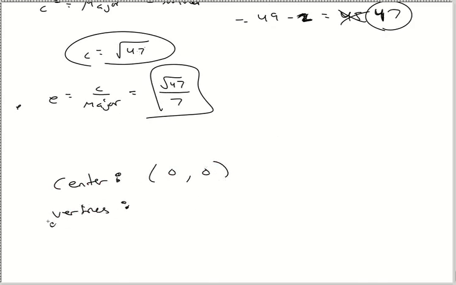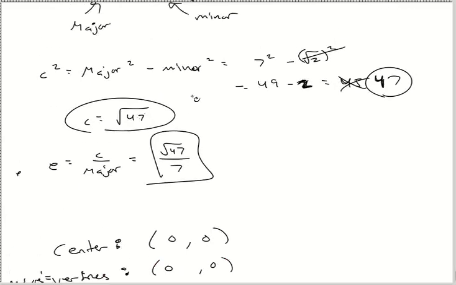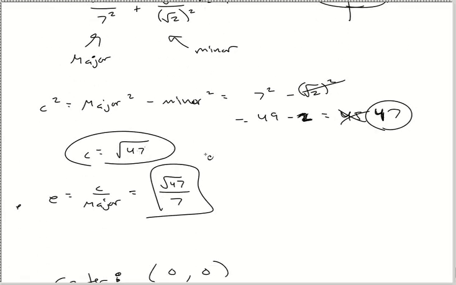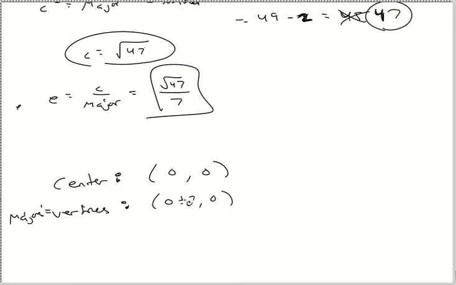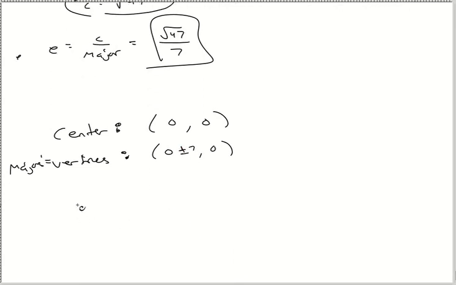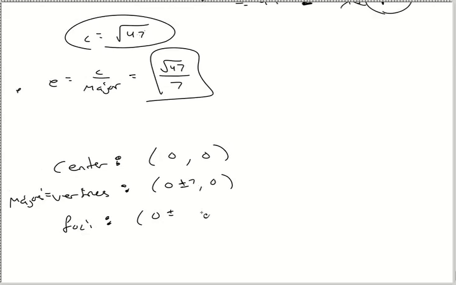Remember that my vertices are driven by the majors, okay? And again, my majors are on X, right? I have an X major. Yep. And it's a 7, so I say plus or minus 7 for my X values. My foci are going to be the same thing on my X's: 0 plus or minus my C. My C value was the square root of 47.